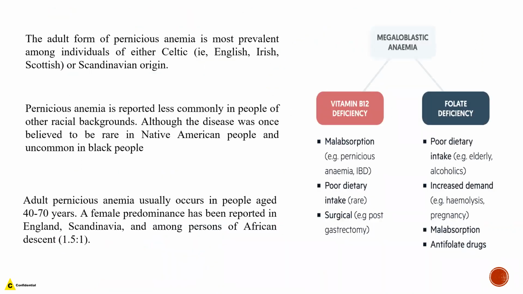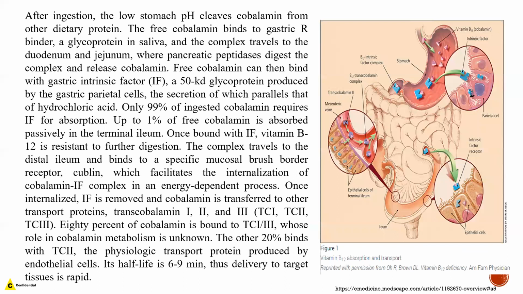The adult form of pernicious anemia is most prevalent among individuals of either Celtic or Scandinavian origin. Pernicious anemia is reported less commonly in people of other racial backgrounds. Also, the disease was once believed to be rare in Native American people and uncommon in Black people. Adult pernicious anemia usually occurs in people aged 40 to 70. Male predominance has been reported in England, Scandinavia, and persons of African descent.